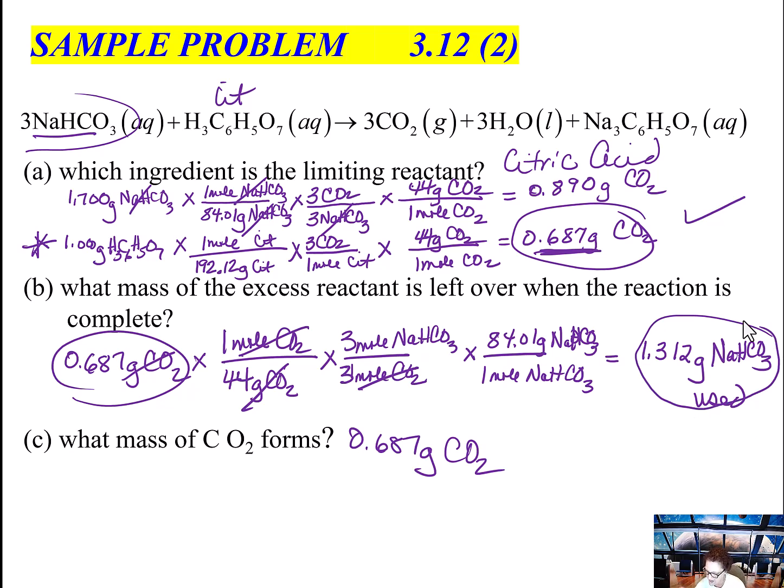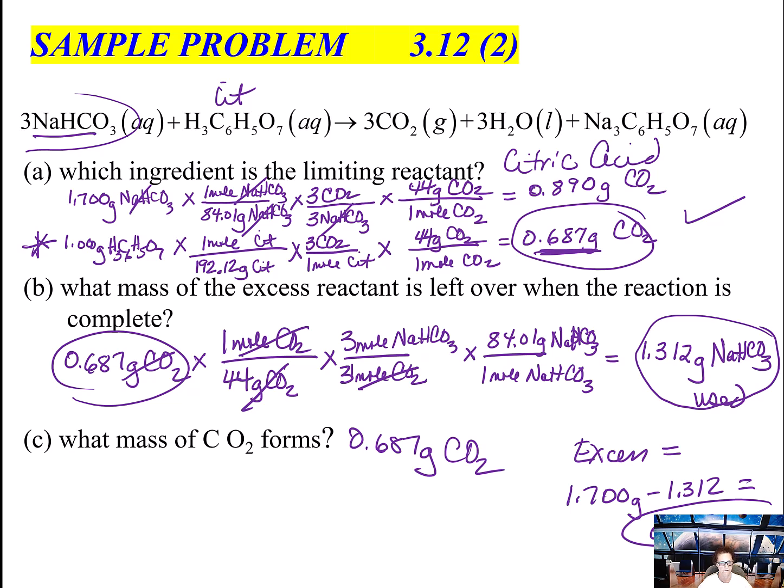So what is my excess? My excess is going to be whatever I had to begin with. If you remember from the original problem, that was 1.700 grams minus the 1.312 grams that I'm going to use. That means I'm going to have 0.388 grams left over in excess of sodium bicarbonate.